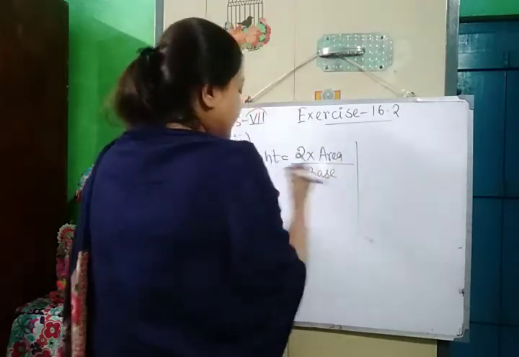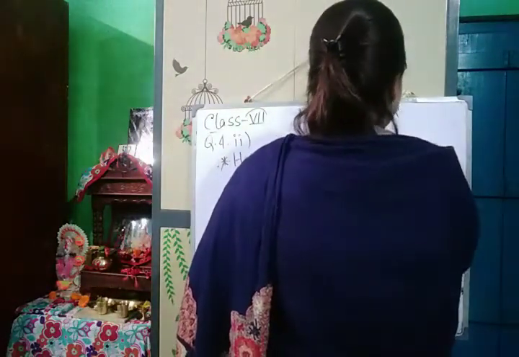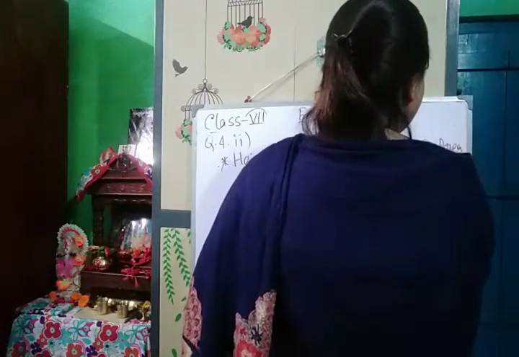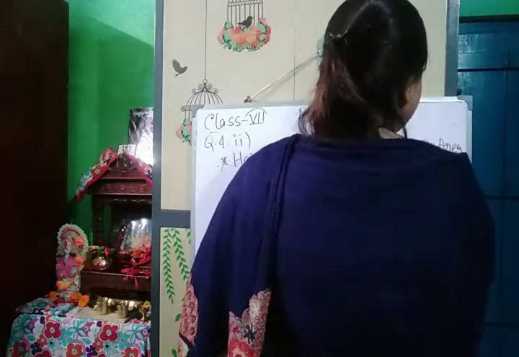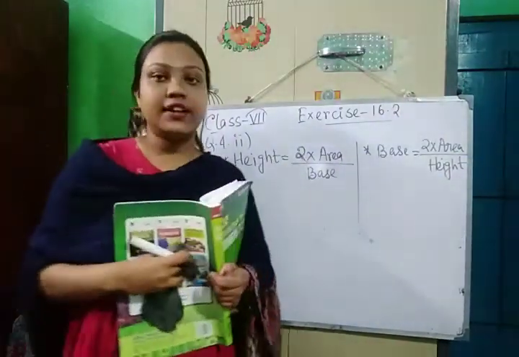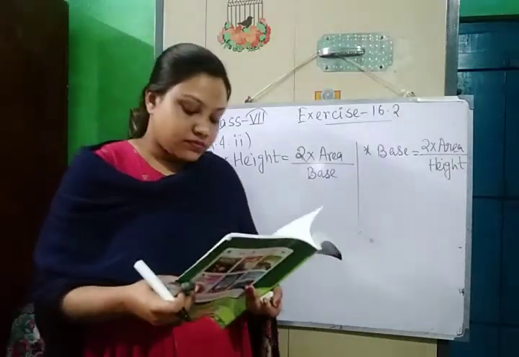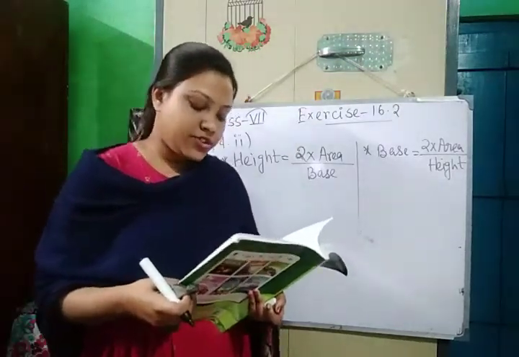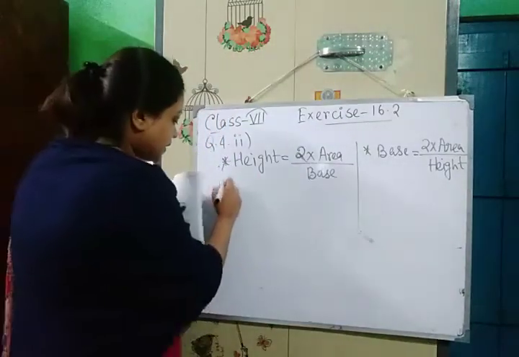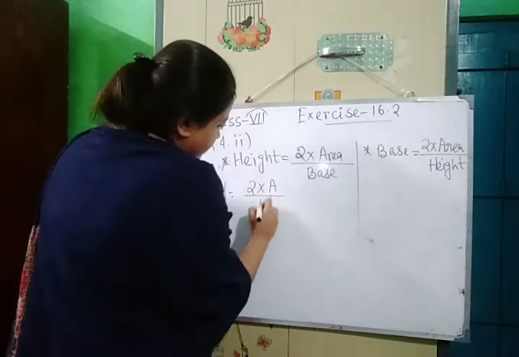And when the height is given, you are going to find out the base. Then the formula to find out the base is 2 into area divided by height. So 2 into area by base is height and 2 into area by height is base. Okay. So these are the formulas. Now we are going to find out the height when the base is given. So here h equals 2 into area by base.